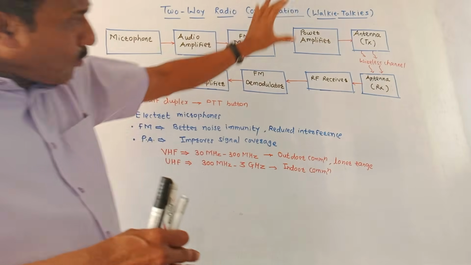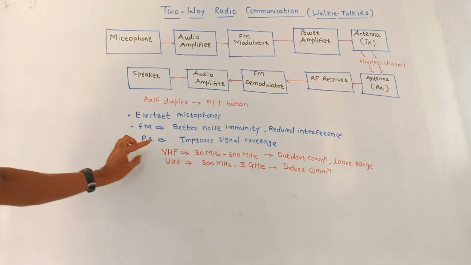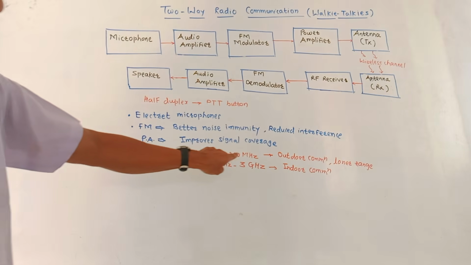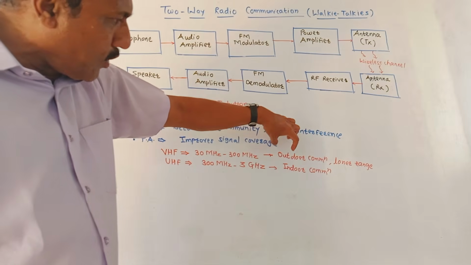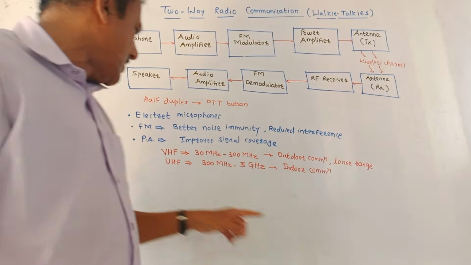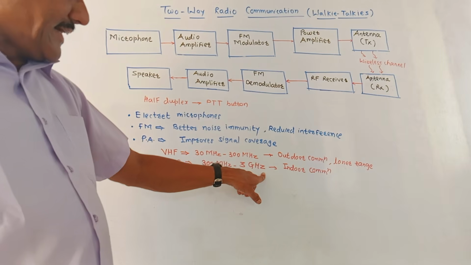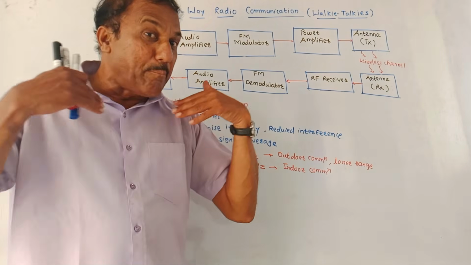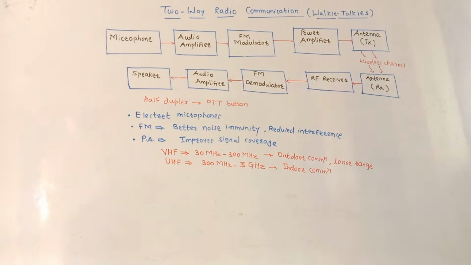Now, as far as this wireless channel or wireless communication is concerned, two bands are usually preferred. One is VHF. The frequency range is 30 megahertz to 300 megahertz. It is basically used for outdoor communication and to obtain the longer range. Next is UHF. The range is 300 megahertz to 3 gigahertz. It is preferred for indoor communication because the transmission can well penetrate through the walls. So this is the simplified block diagram of walkie-talkie system.